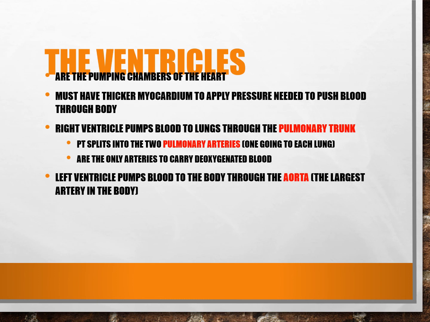So in the case of your right atrium, it had the largest vein in your body, the vena cava. In the case of your left atrium, it had the pulmonary veins attached to it. And these are the only veins in your body to carry oxygenated blood. The right ventricle has the pulmonary trunk and pulmonary arteries attached to it. These are the only arteries in your body to carry deoxygenated blood. And then the left ventricle has the largest artery in your body, the aorta, and that's what pumps blood to the rest of your body.